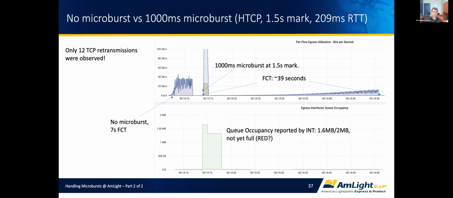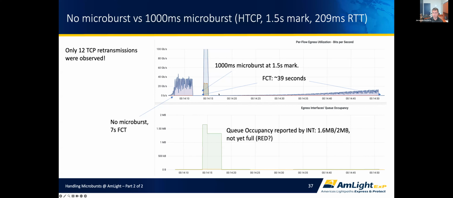And here you can see 2 flows. The first flow is the baseline, right? No microburst, 7 seconds flow completion time. And then we ran the same one, but created at the 1.5 second mark a 1,000 millisecond microburst. Look what happened to TCP, right? All of this from the 15 second mark all the way to the right side of the graph.